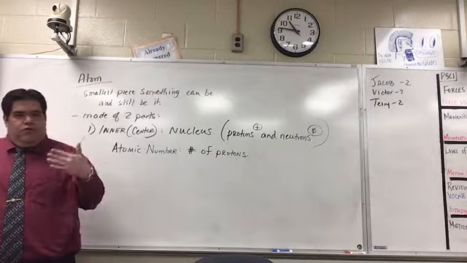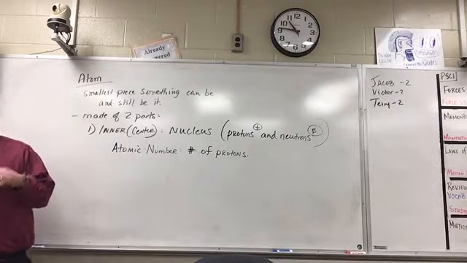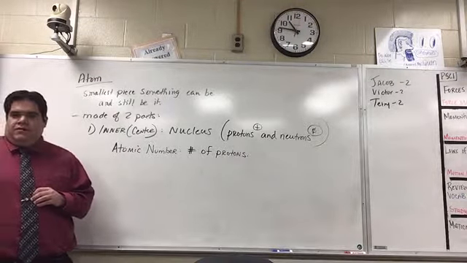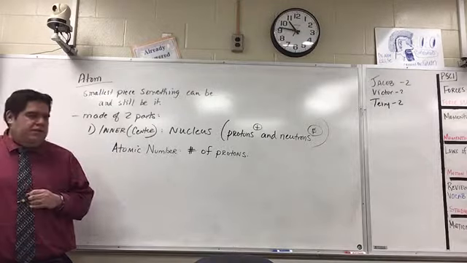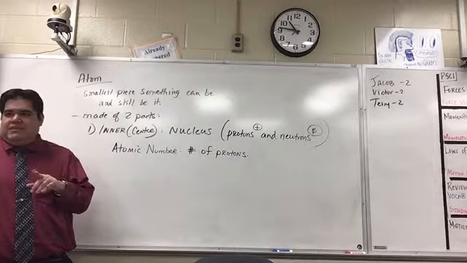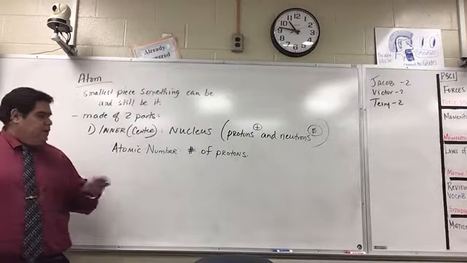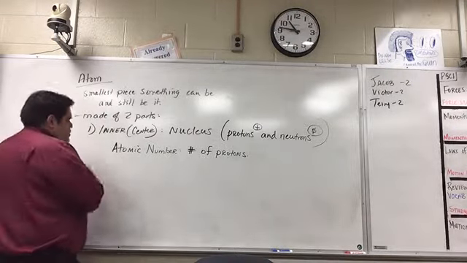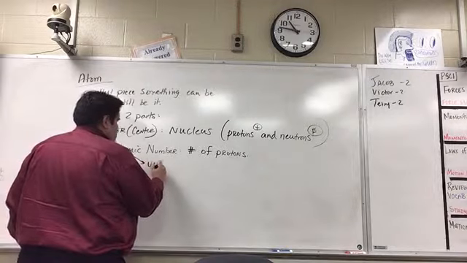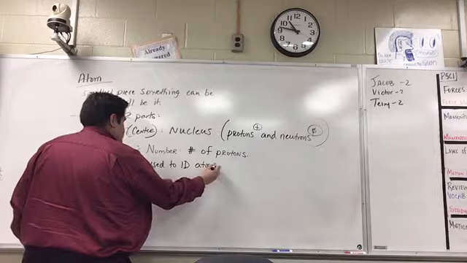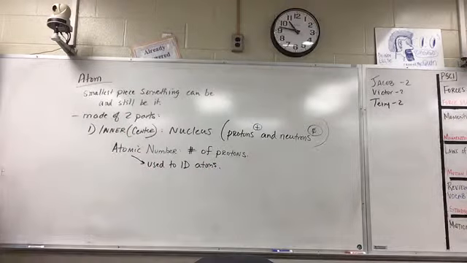Okay? Of those 4 pieces of information, the 6 is the atomic number. So when you're looking at your periodic table, the 6 is the atomic number. That is the number that tells you how many protons the element has. The important part about atomic number is that it is used to ID atoms. That's what's used to identify atoms.